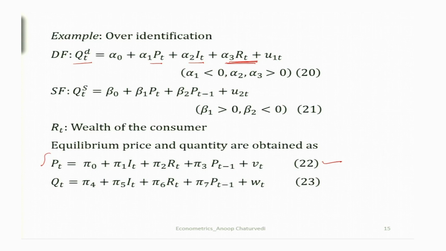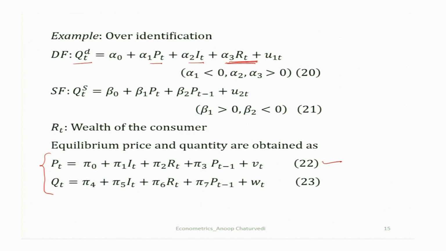So, these are the reduced form equations. And then using these reduced form equations, you can estimate pi naught, pi 1, pi 2, pi 3, pi 4, pi 5, pi 6 and pi 7.